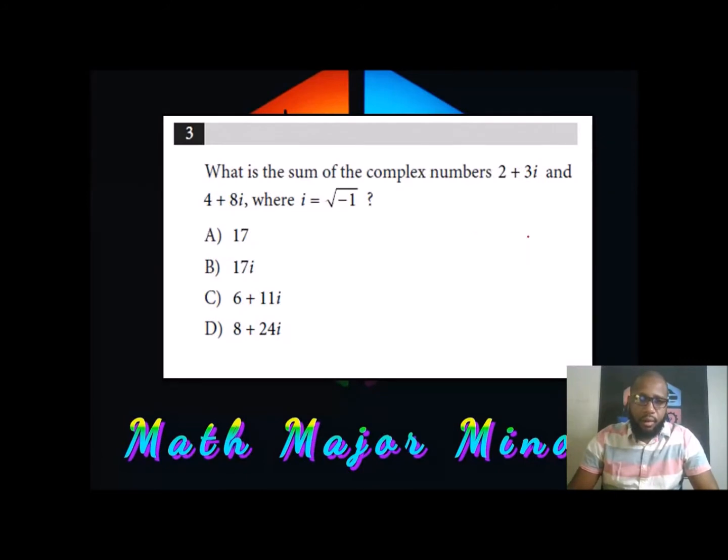Now let's look at another example. It says, what is the sum of the complex numbers 2 plus 3i and 4 plus 8i? Again, we add the like terms, which would be adding 2 plus 4, which are our real components, and 3i plus 8i. That will be 6 plus 11i. So C is our choice for this question.